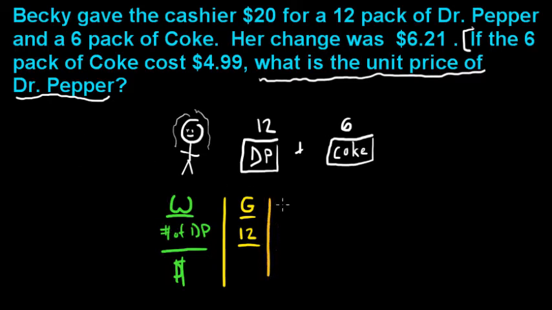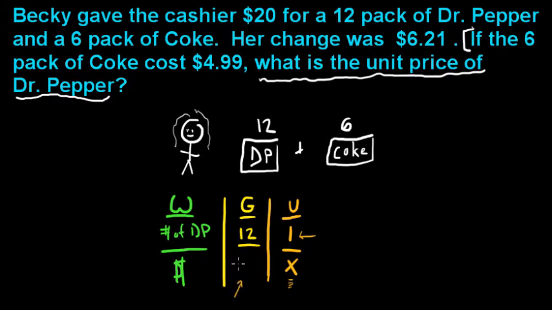So let's move over to the U. Alright, the unknown. And it says, what is the unit price? We're trying to solve for price. So knowing that, I'm going to put X for price. But as far as the number of Dr. Peppers, if we're talking about the unit price, we want to know the price of one Dr. Pepper. So we're going to put 1 right there. So we're solving for X. We know that since it's unit price, its quantity is 1. Okay, so now we just have to figure out what this G is.